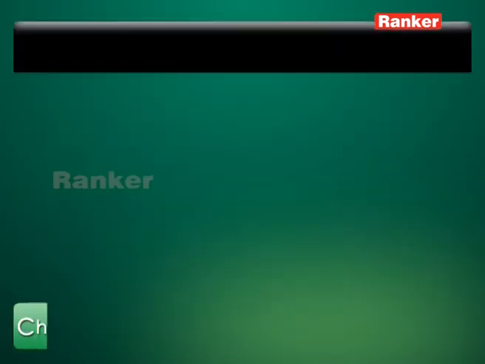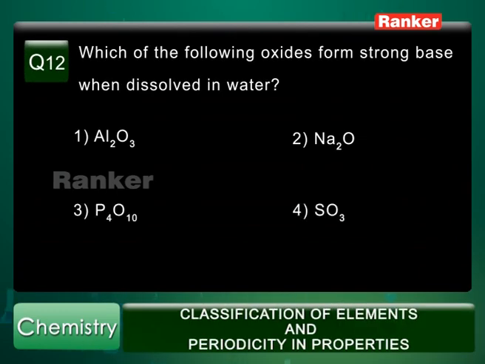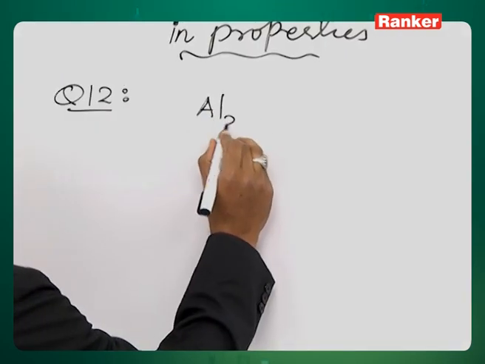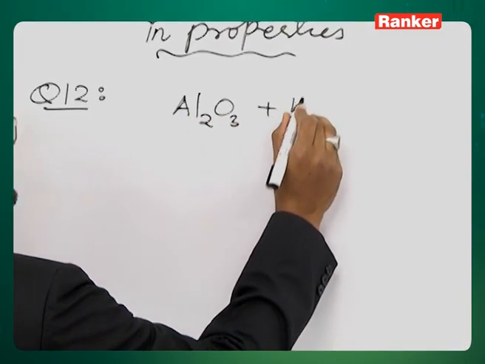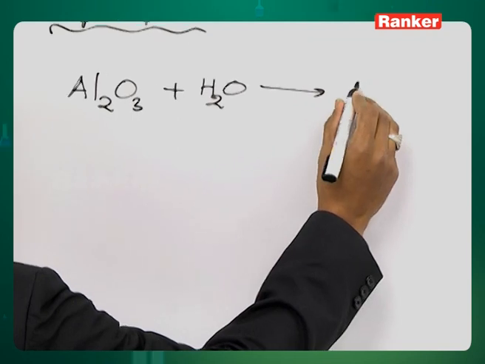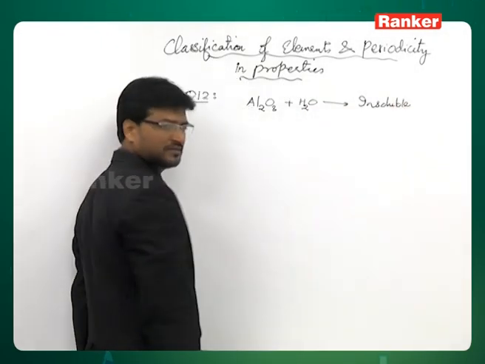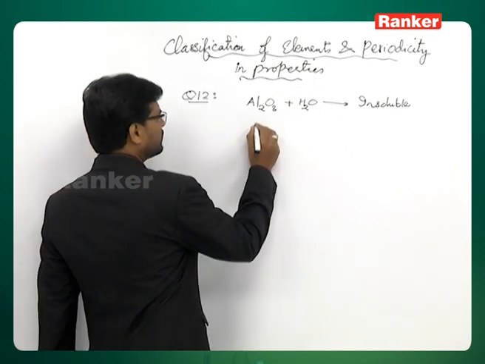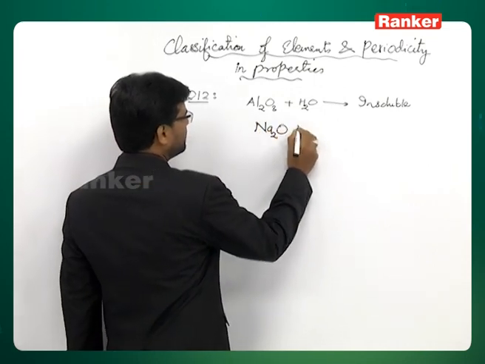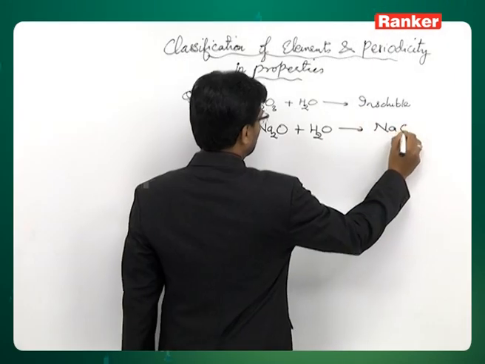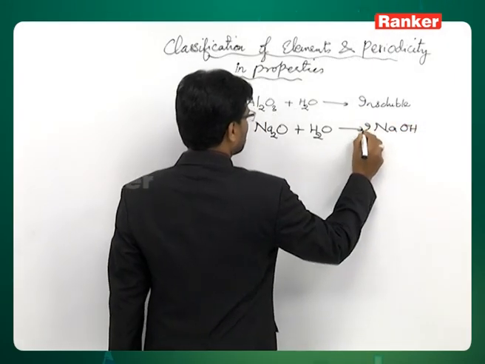Question number 12. Which of the following oxides forms a strong base when dissolved in water? See, remember, Al2O3, being an amphoteric oxide, is insoluble in water. Na2O dissolves in water and produces NaOH. This is a strong base.